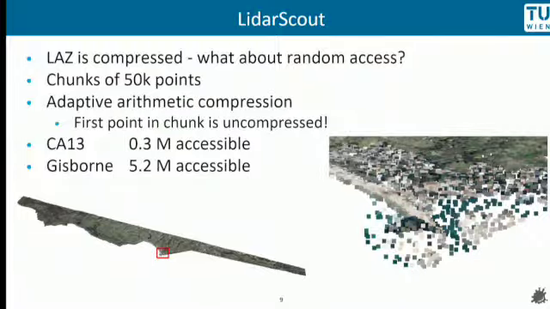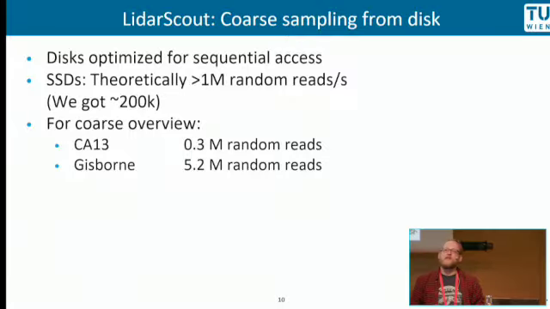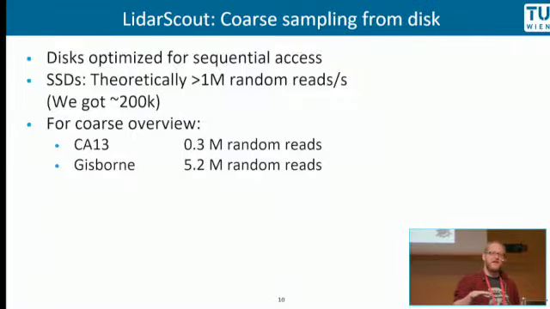The next consideration here is the disk speed. Disks are usually optimized for sequential access, but now we're doing some random access all around the disk in order to fetch the few uncompressed points. But with SSDs, modern PCIe 5 SSDs, they have a theoretical performance of around 1 million random reads per second. In practice, we got closer to about 200,000 because the standard C and C++ APIs are not made for random access.